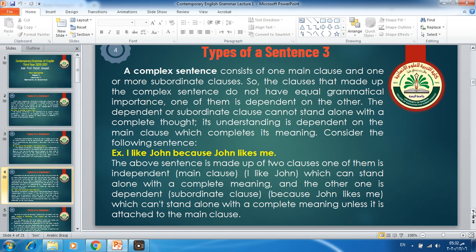The above sentence is made up of two clauses. One of them is independent, which is the main clause, I like John, which can stand alone with a complete meaning, and the other one is dependent, the subordinate clause, because John likes me, which can't stand alone with a complete meaning unless it is attached to the main clause.